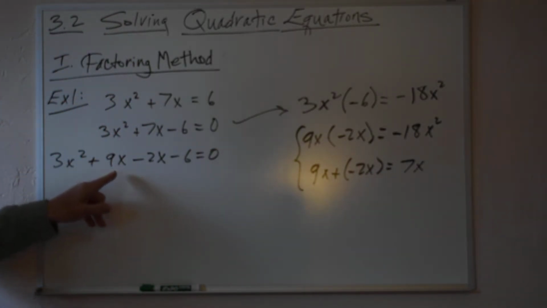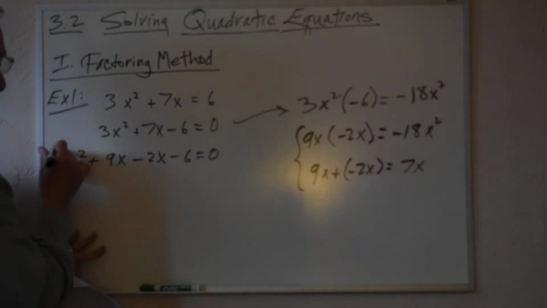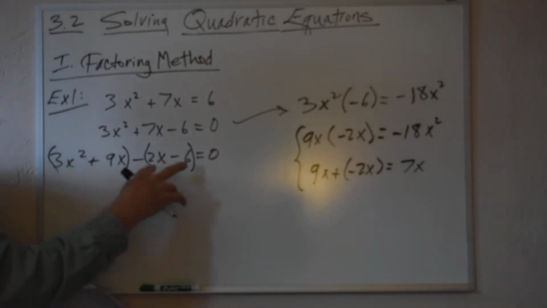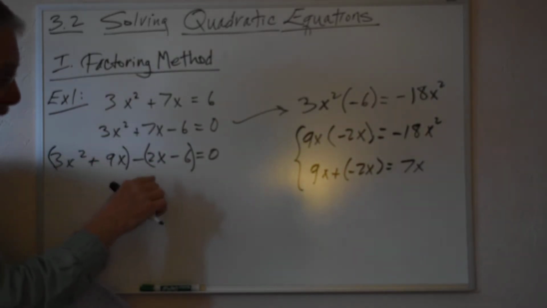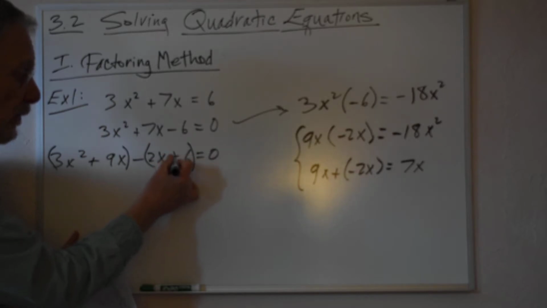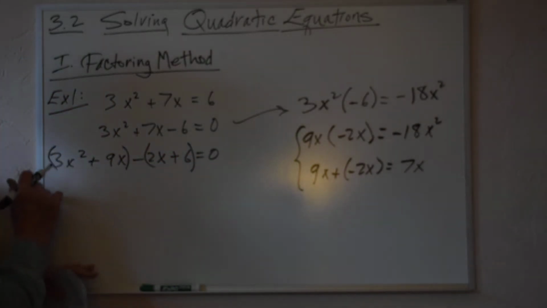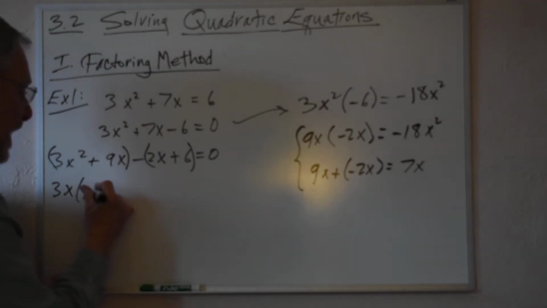I'll break it up into 9x minus 2x. Then we group. To save a step, you can put the parentheses right there. But as soon as you put those parentheses behind that minus sign there, don't forget to do your sign change. Now we factor out as much as we can.